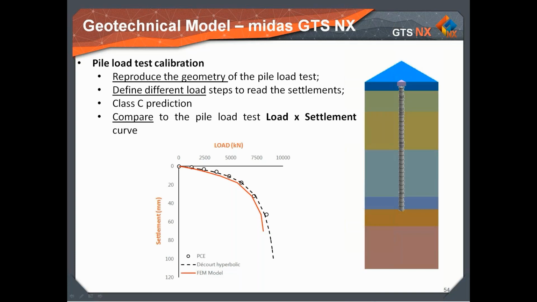So trying to obtain better values, we did a pile load test calibration. In Midas GTS NX, we created this simple model to calibrate the load-settlement behavior. The geometry of the pile will reproduce different load steps, and the pile parameters were changed through trial and error. That is what we call a Class C prediction, where parameters are changed looking for convergence with measured values. The load-settlement curve shows the pile load test result along with the finite element model created, and the values of settlement seem to fit well to what was measured.